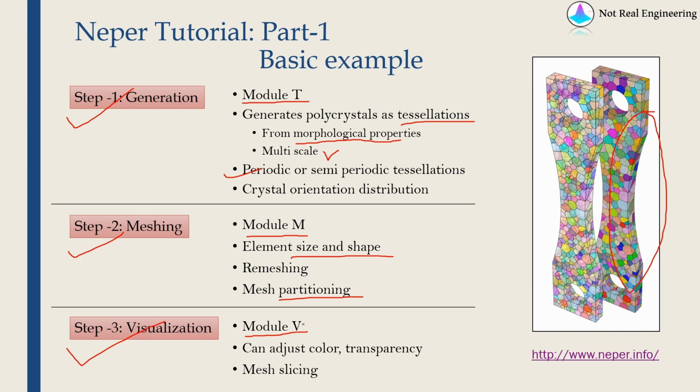And using module V, you can create such pictures. In module V, it's like you are taking a snapshot from some angle. So you can locate your camera, which angle you want, and you can adjust color, transparency, etc. You can even take sections, and then you will click a snapshot. And Neper produces publication quality pictures. The only downside of Neper is it doesn't have a 3D visualization module. You always have to click a snapshot and then see what you are doing. So you will not get a 3D image of this, which you can rotate in any direction in a dynamic environment. That will not happen. You always have to go with an image, a 2D image.